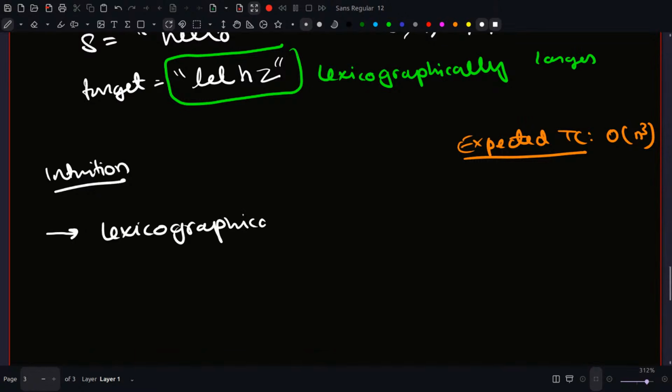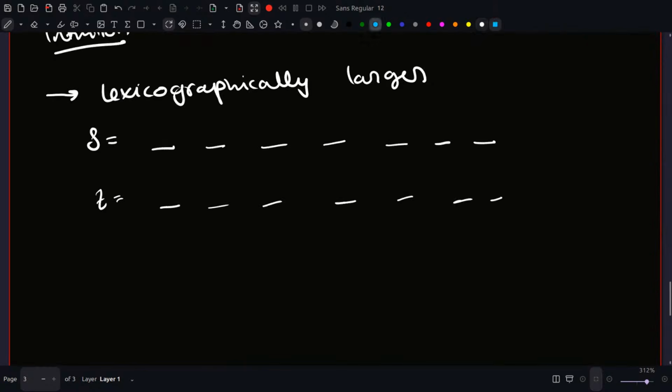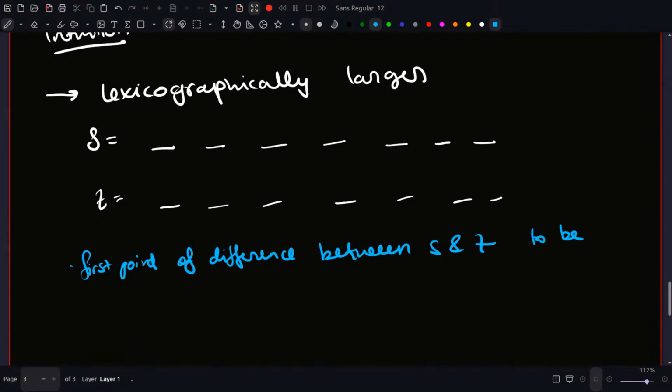Lexicographically larger means that when we write the characters of the strings, let these blank lines represent characters, and we have a string S and a string T. For S to be lexicographically larger than T, we need the first point of difference between S and T to be larger in S.